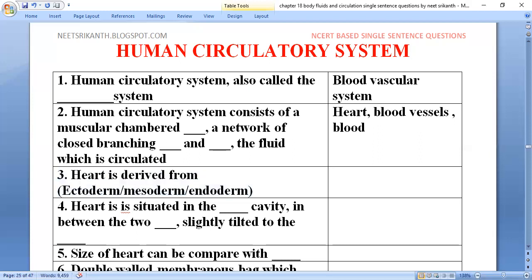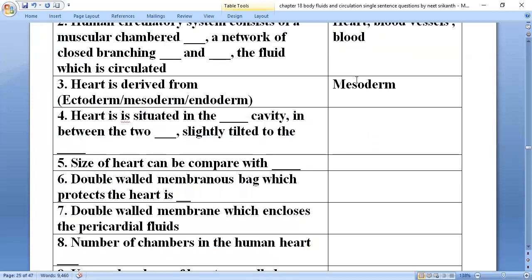Heart is derived from mesoderm. Heart is situated in the thoracic cavity, in between the two lungs, slightly tilted to the left. Size of the heart can be compared with a clenched fist.